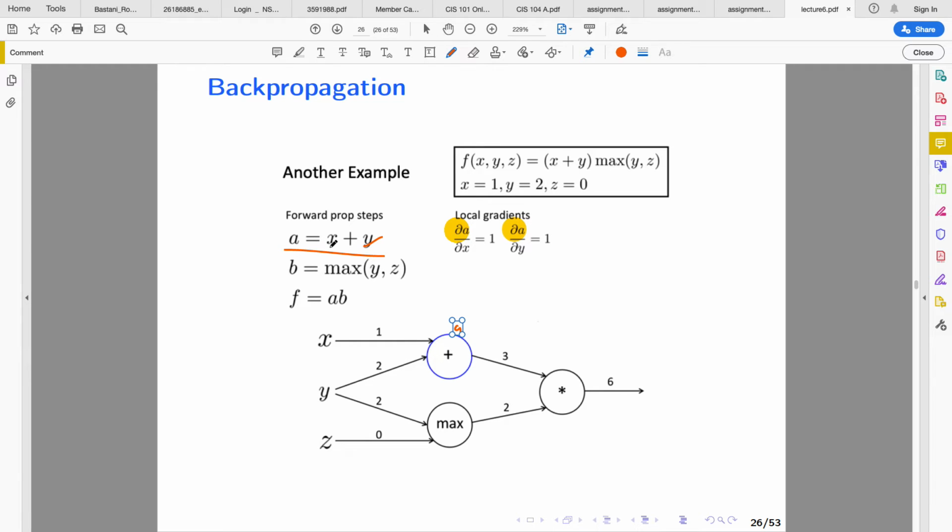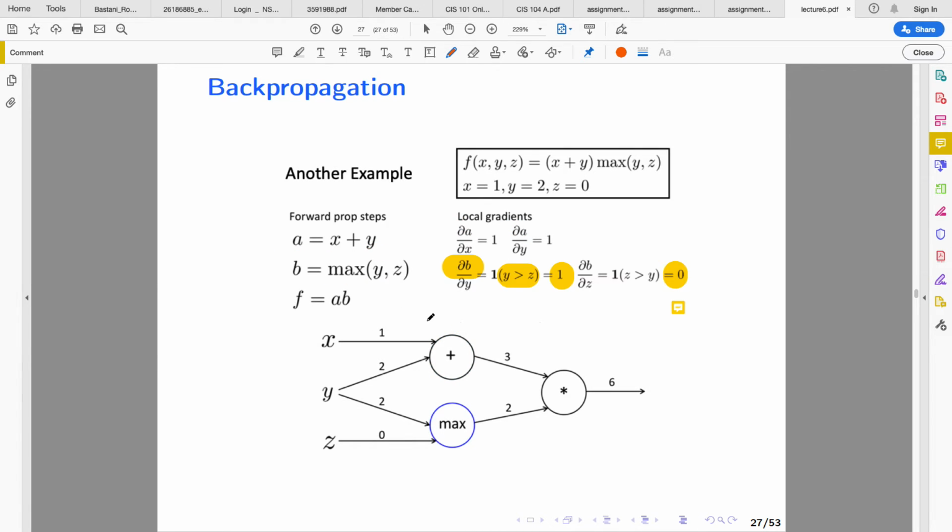By the time we go through this function, we knock off this, which gives us 1. The partial derivative of a with respect to y, we knock off x, gives us 1. Then here, we do a partial derivative of b with respect to y, and it gives us 1. And the partial derivative of b with respect to z gives us 0.